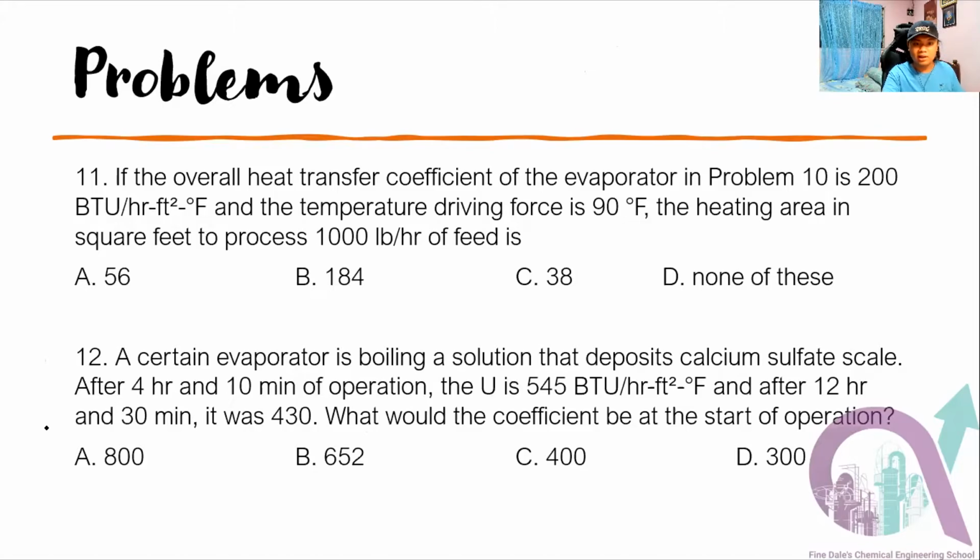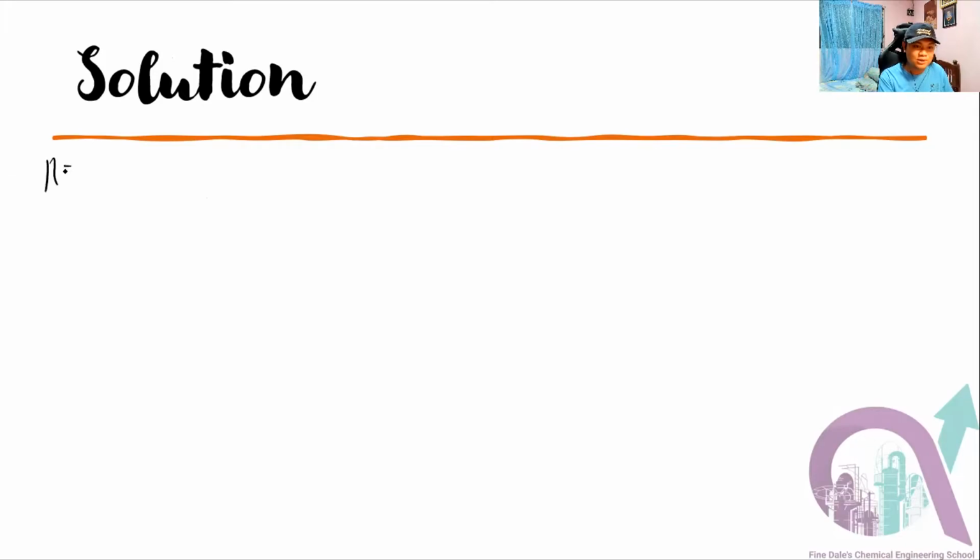So if the overall heat transfer, this is the U, diba? U is 200. The temperature driving force, delta T, is equal to 90. The heating area in square feet to process 1,000 pounds per hour of feed is what? Okay, so we have to find that. Now, what will be our solution? Don't forget that Q is equal to U A delta T. This is another form of that, diba?